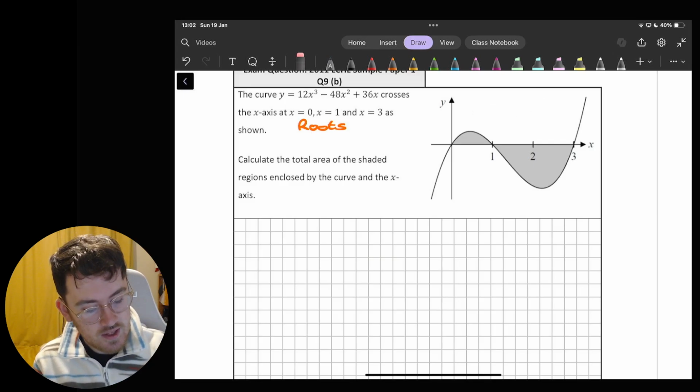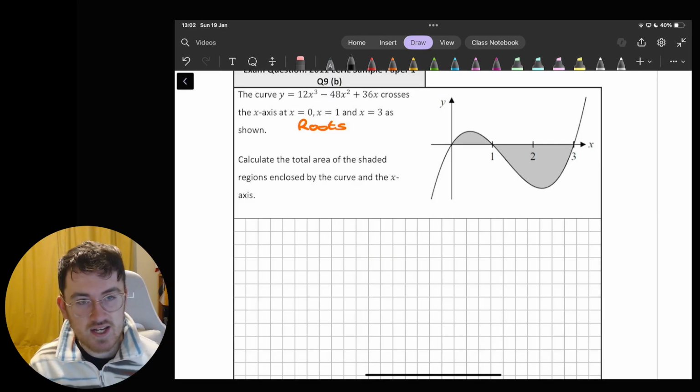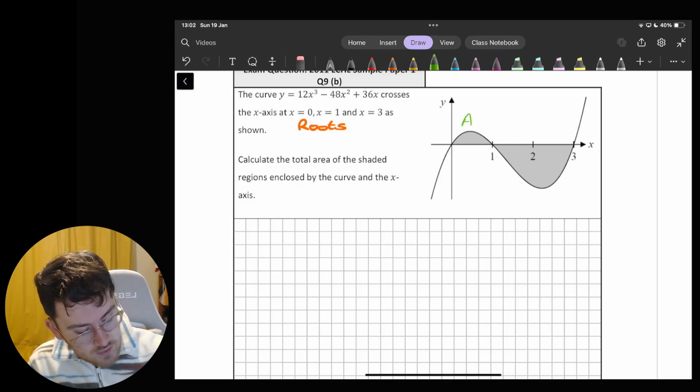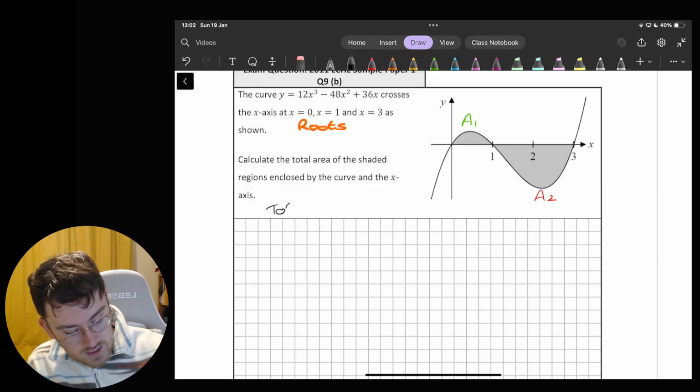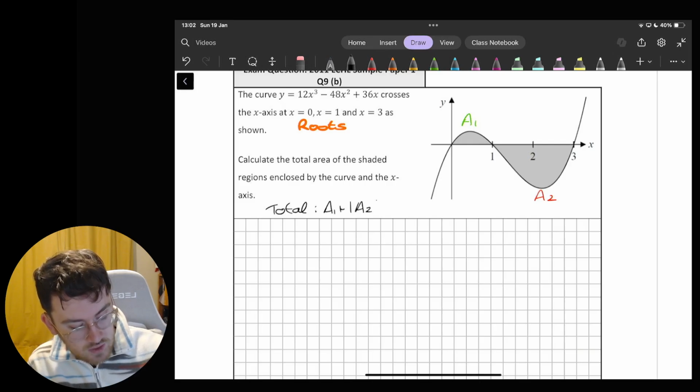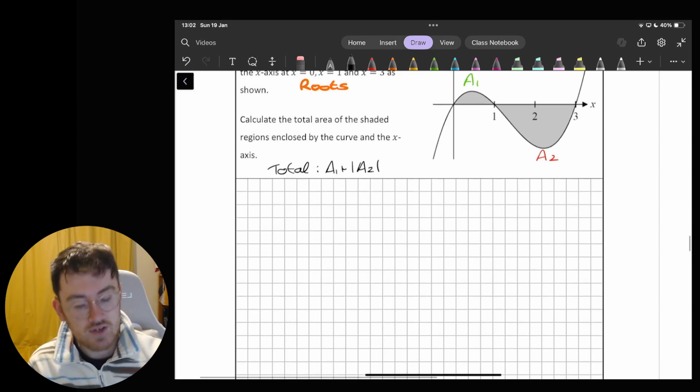Okay, the diagram given to me helps me out. It's a fairly simple diagram. We could have done kind of a sketch of that as well. We're going to split out the areas. So area 1 here, area 2 here, and make sure that we know the total area is going to be A1 plus the absolute value of A2. We're expecting a negative value for A2 there.